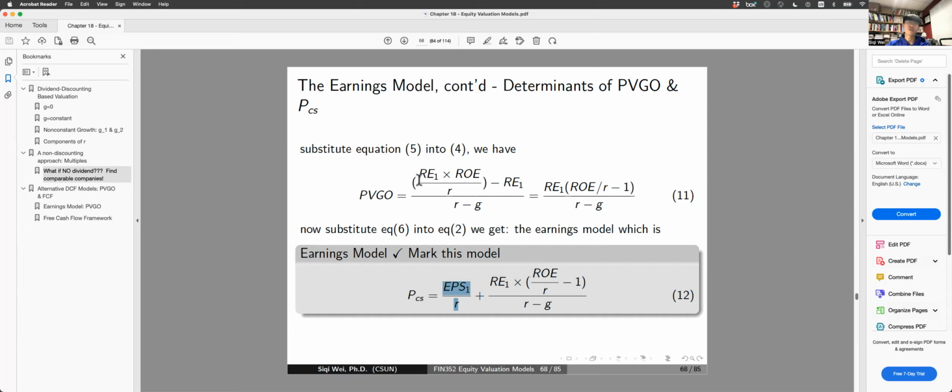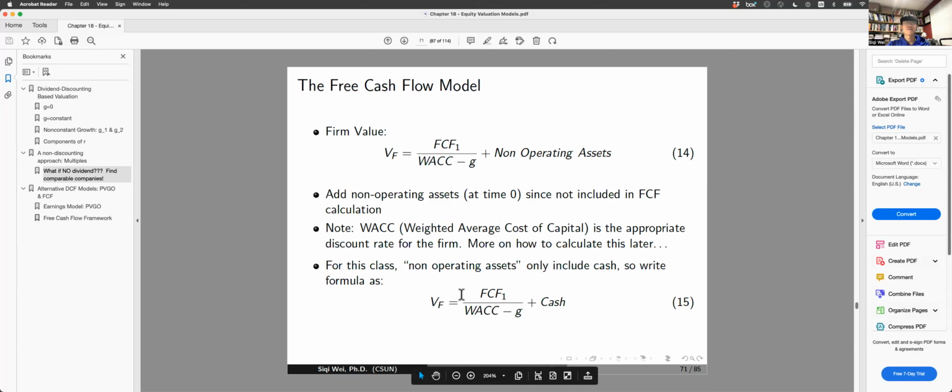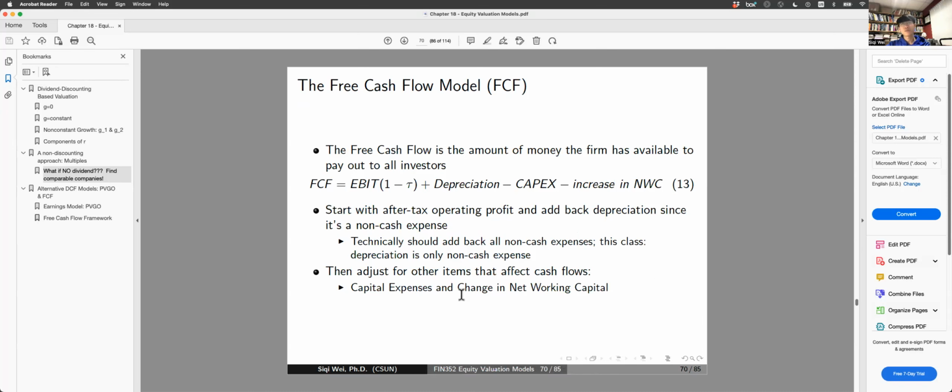Okay, again, you don't need to be responsible for the derivation of this equation, but you want to be able to interpret the general notion behind this equation.